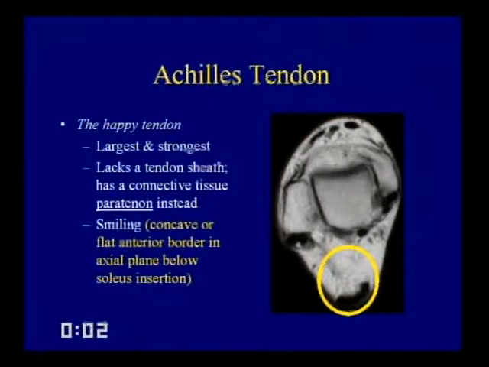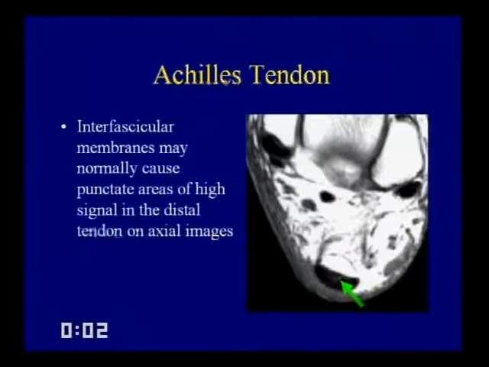I tell my residents I refer to this as the happy tendon because it's the largest and strongest tendon in the body. It's free. It lacks a connective tissue sheath. It instead has a very loose connective tissue peritoneum, and it kind of looks like it's smiling. It has this concave or flat anterior border in the axial plane beneath the soleus insertion, and that's normal. Interfascicular membranes may normally cause little punctate areas of high signal in the distal tendon on axial images.